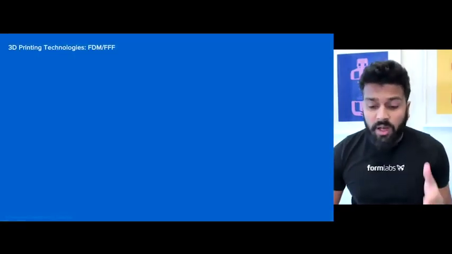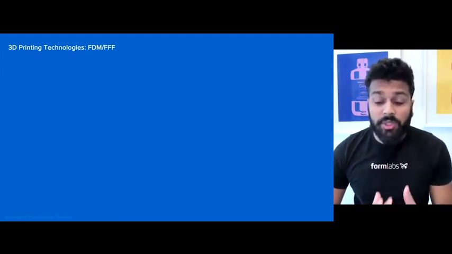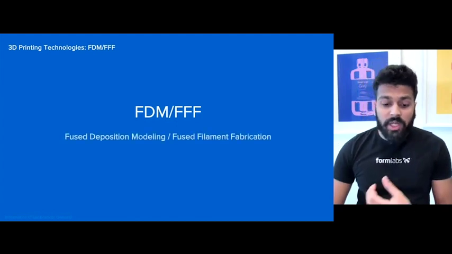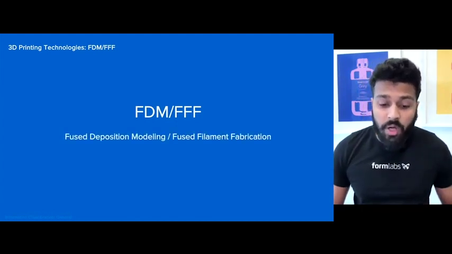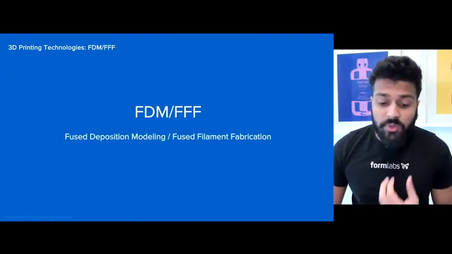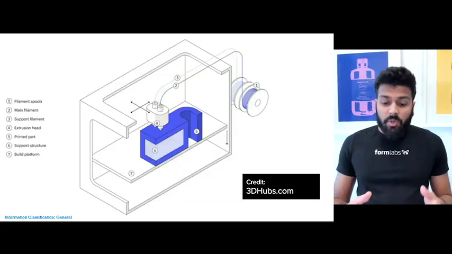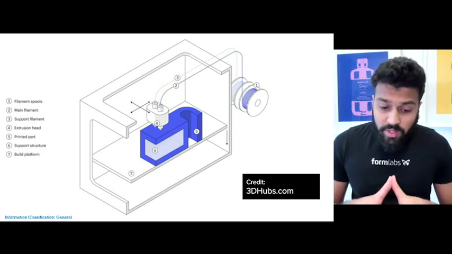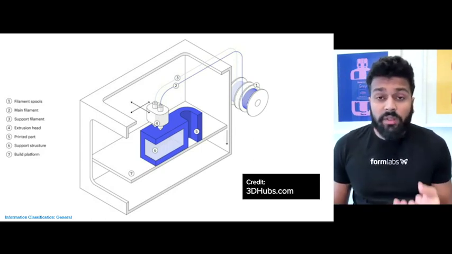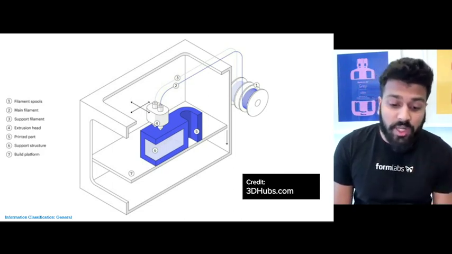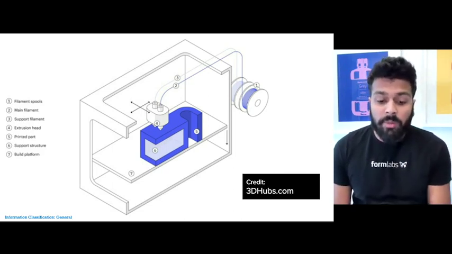The first technology we'll look at is a material extrusion 3D printing technology. This is known as FDM or FFF, which stands for fused deposition modeling or fused filament fabrication. Here's a diagram courtesy of 3dhubs.com that beautifully shows this. At the core of an FDM machine is basically two printer heads. In the middle, you can see a number 4.